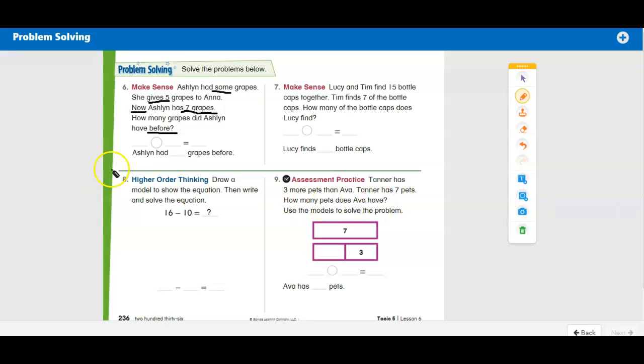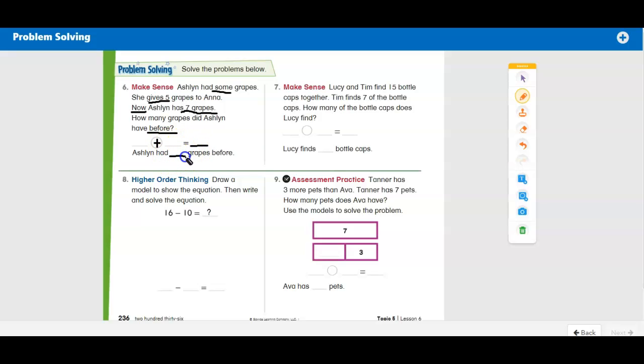So since we are wanting to know how many she had before she gave any away, we are going to be adding. We want to know the total number, so we need to put the parts that we do know. We know she gave 5 away, and now she has 7, so we need to add those two numbers together. So write the numbers in the blank and add them together.